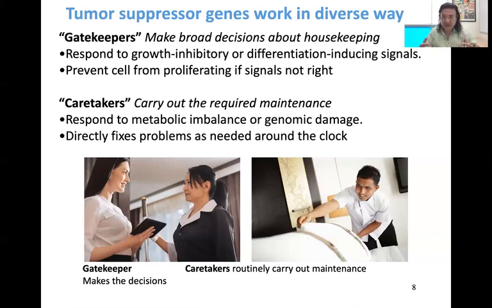And ultimately, these gatekeepers prevent the cell from proliferating if the signals are not right, in order to allow the cell to go through the cell cycle. So if those signals are not right, the gatekeepers make broad decisions, and those broad decisions are carried out by the caretakers. It's one thing for this housekeeping manager, supervisor to make the decision about what to do, but it's ultimately the hands-on caretakers who do the things like changing all the bed sheets, taking the curtains down, etc.